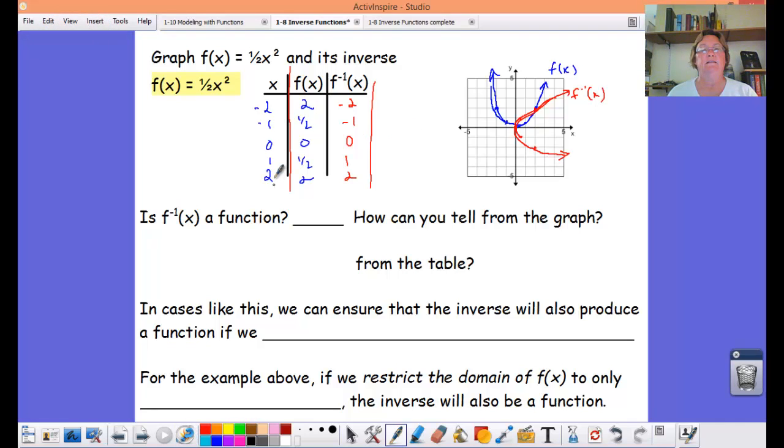I used my -2 to 2 as x as input into this, 1/2 x squared, got the fat parabola. Then the inverse of that would be to switch x and y from this function. So my red graph is the inverse. The question here, is f inverse a function? And ladies and gentlemen, we know it can't be. It does not pass the vertical line test because there are lines that will hit that red graph more than once. This is no. And again, the reasoning, it doesn't pass the vertical line test.